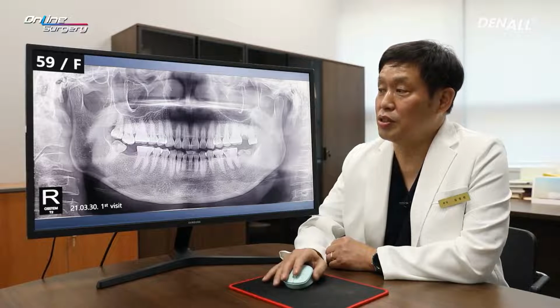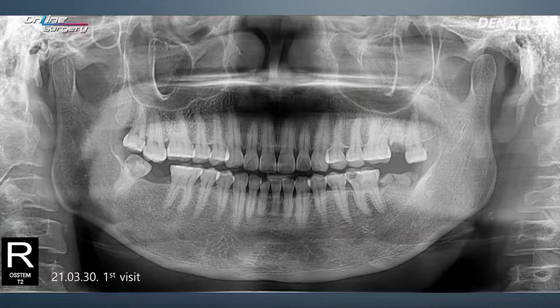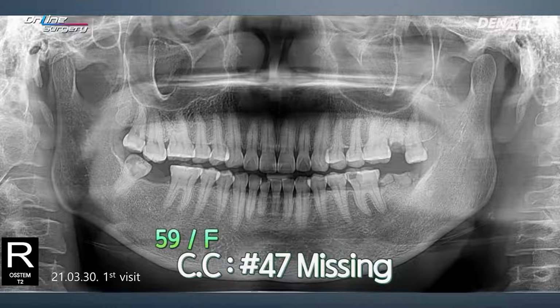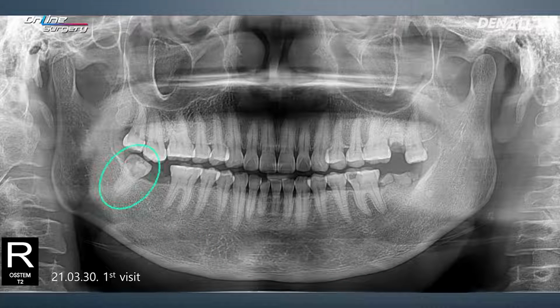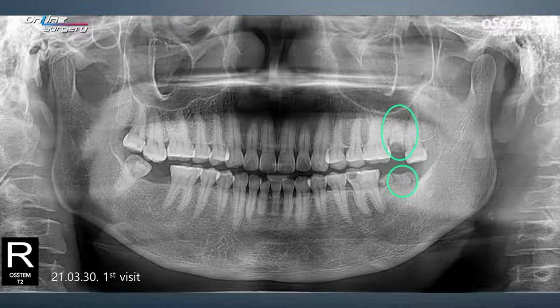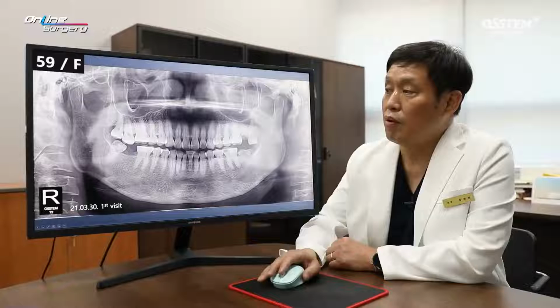The patient of the day, panoramic image at initial visit. The patient is a 59-year-old female, and at initial visit, number 47 was missing. It's been quite a while since it was missing. Number 48 is mesially tilted and the antagonist is erupted. On the other side, in upper and lower, in number 27, there's a root rest.